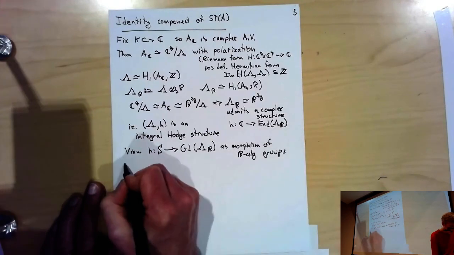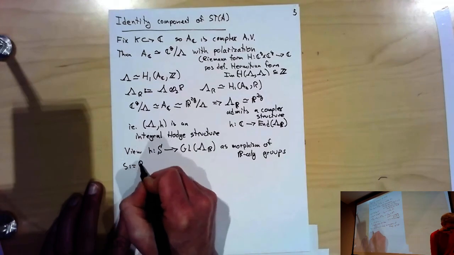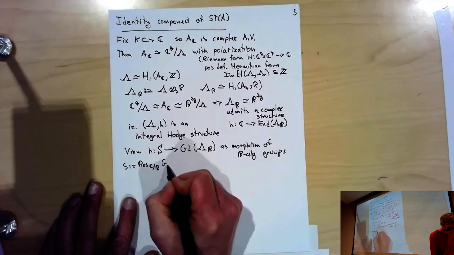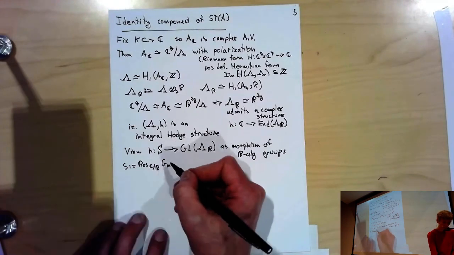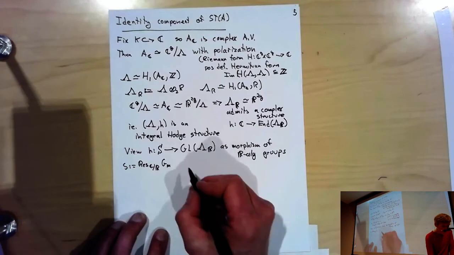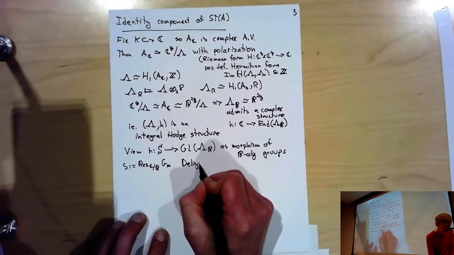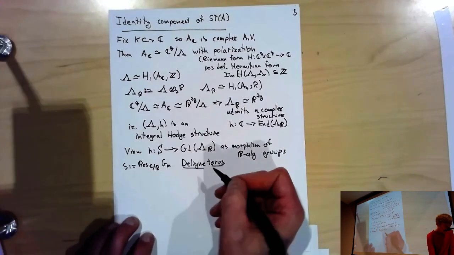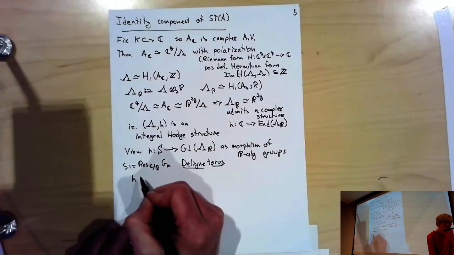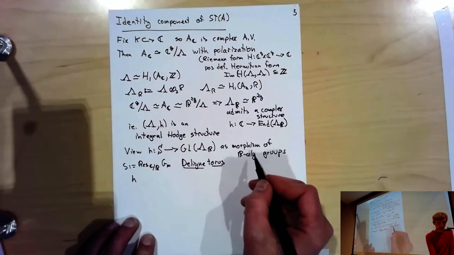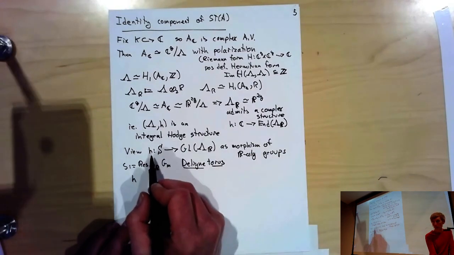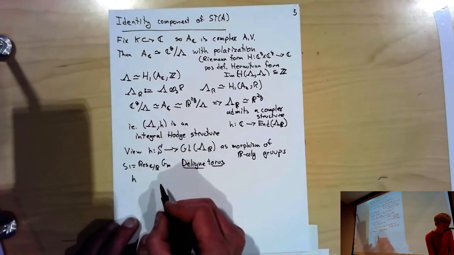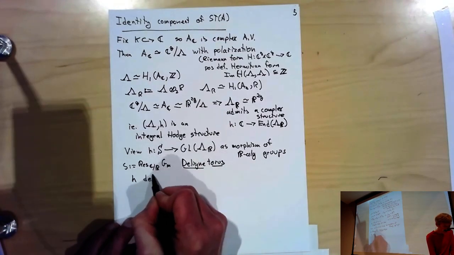Okay, so what is S here? S can be defined as the restriction of scalars from C down to R of the multiplicative group. This is a real algebraic group, and it's called the Deligne torus. The fact that we can actually define h as a morphism over R, as opposed to over C, is implied by the fact that our torus was polarizable. It wouldn't be true otherwise.